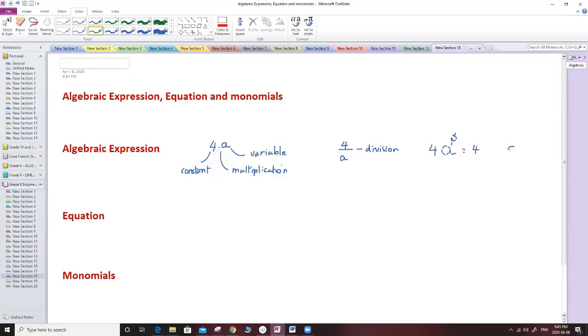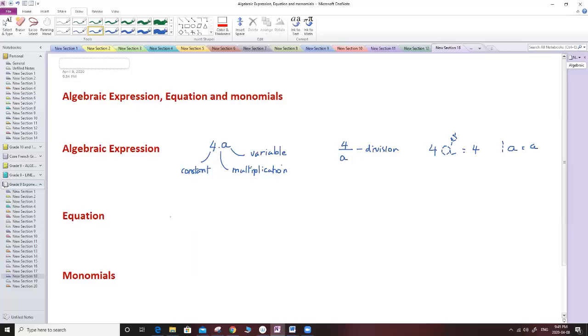What about a only? Can we accept it as algebraic expression? Yes, because the constant is hidden. There is a hidden 1 because 1a is the same as a. So these are some form about algebraic expression.